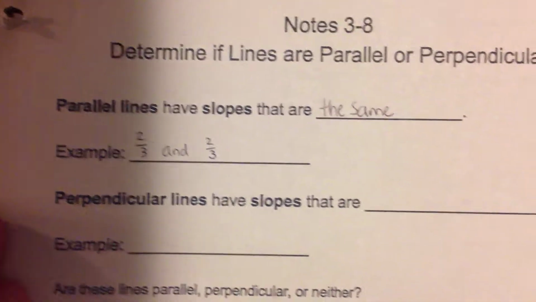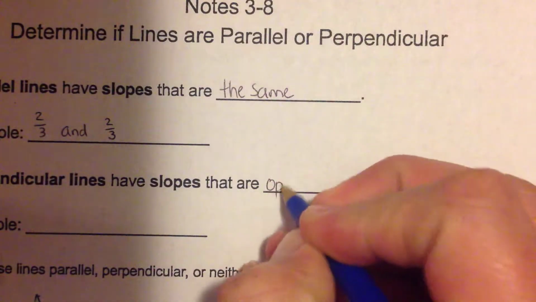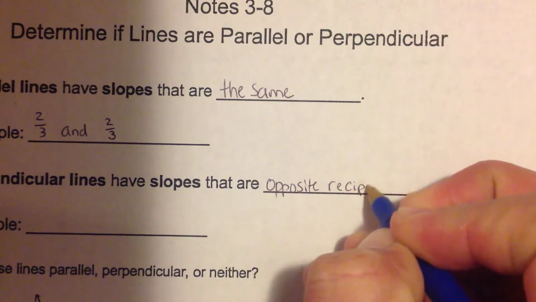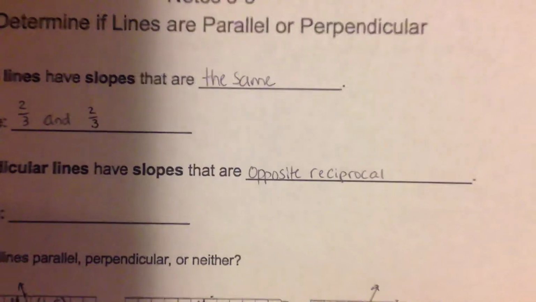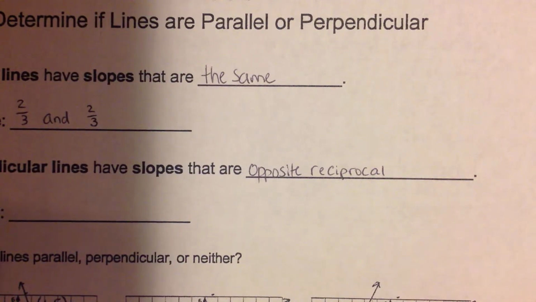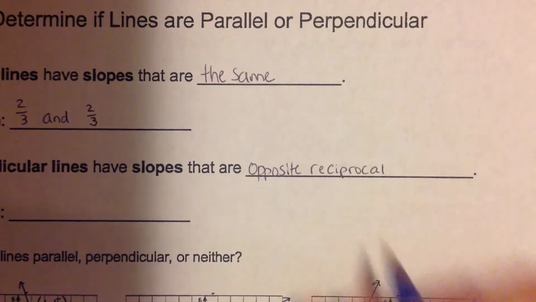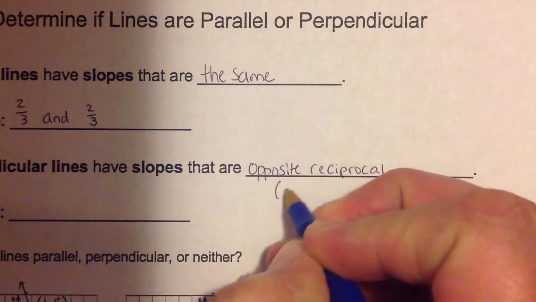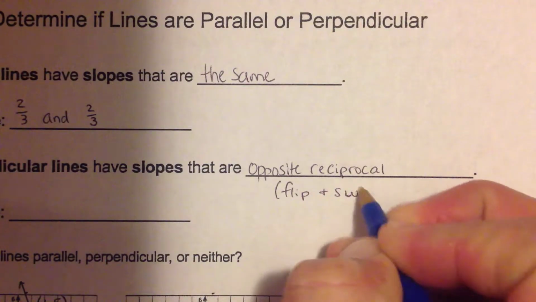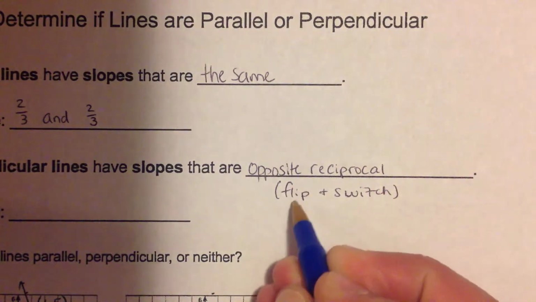Perpendicular lines have slopes that are what we call the opposite reciprocal. Opposite means the opposite sign, which means -5 or +5, 6 or -6, and reciprocal means flip. So some people say flip the fraction and switch the sign.